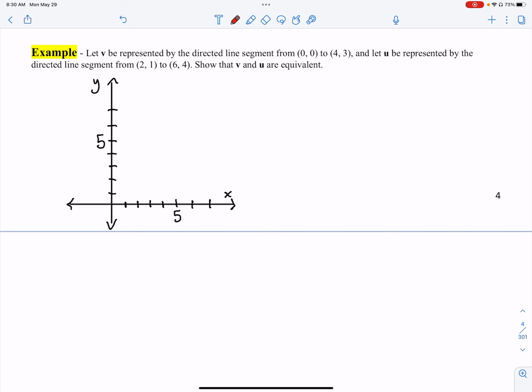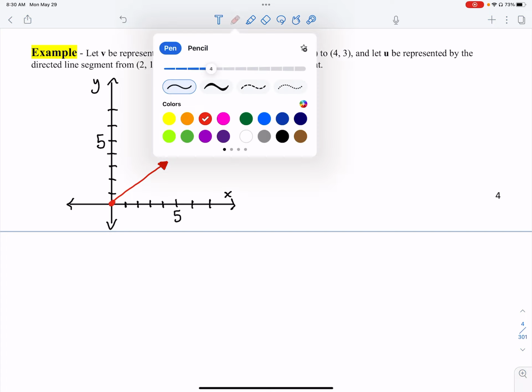Okay, let V be represented by the directed line segment from (0, 0) to (4, 3). So I went ahead and drew me a graph. You can pause and do that if you'd like to. So I'm going to do that. So (0, 0), I got (4, 3). There's my vector. So even though they gave me points, I could move that vector wherever I would like, and it still represents that same exact vector. All right, I'll do the other one in a different color.